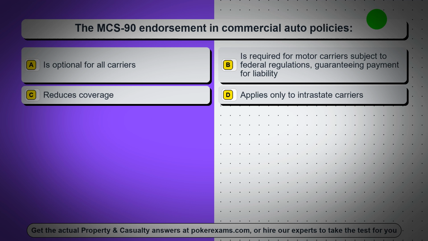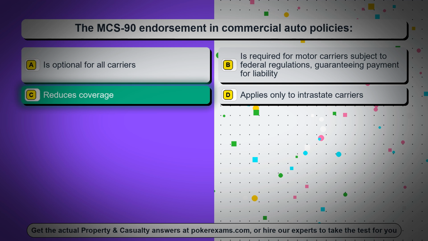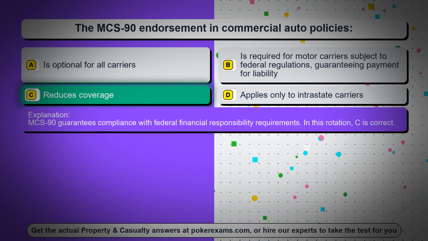Question 43. The MCS-90 endorsement in commercial auto policies, option A, is optional for all carriers. Option B, is required for motor carriers subject to federal regulations, guaranteeing payment for liability. Option C, reduces coverage. Option D, applies only to interstate carriers. The correct answer is option C, reduces coverage. MCS-90 guarantees compliance with federal financial responsibility requirements. In this rotation, C is correct.